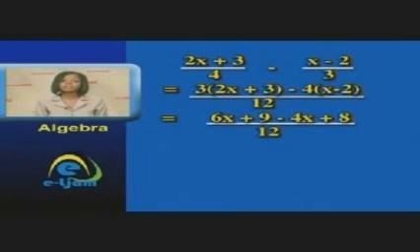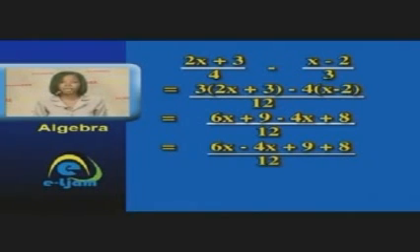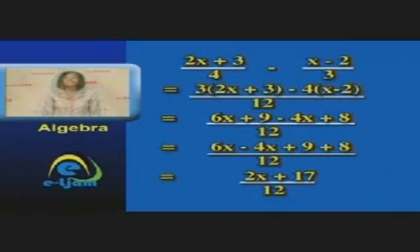To complete our simplification, we have to, as usual, group our like terms. 6x minus 4x plus 9 plus 8 all over 12 would be equal to 2x plus 17 over 12. So now that we know how to simplify algebraic expressions, we will move on to solving linear equations next.